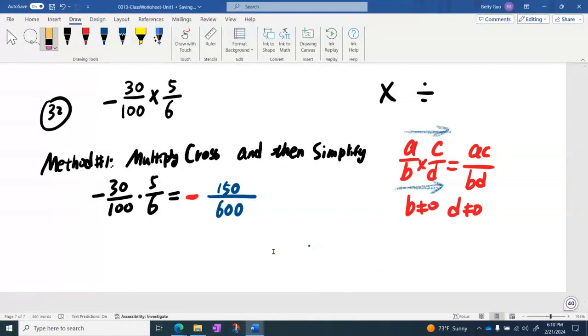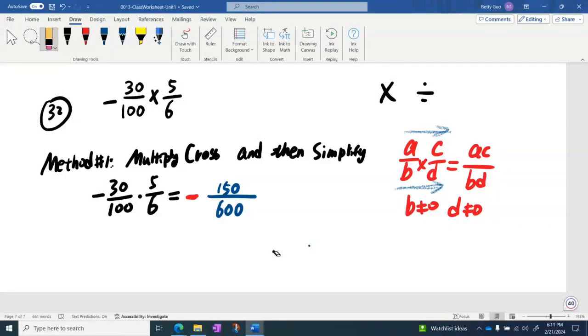How do we know if the result is simplified? If the result's numerator and denominator are co-prime, a concept we learned on Monday, then the result is simplified. Here, the numerator's last digit is 0. The denominator's last digit is 0.